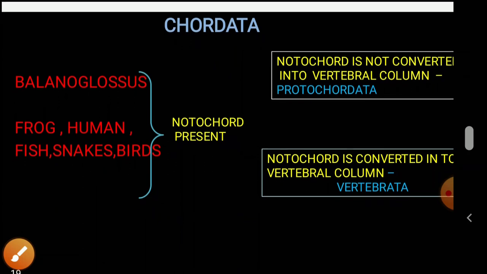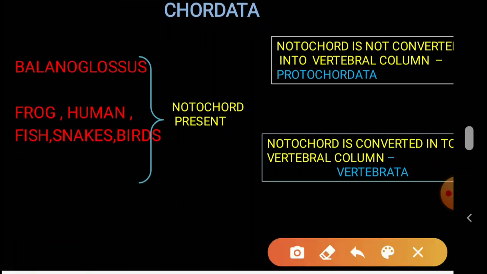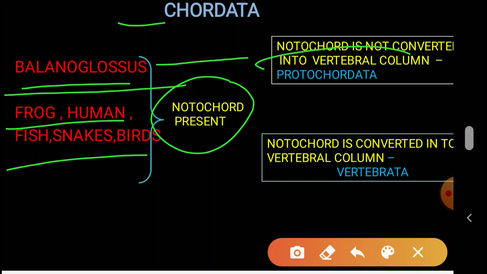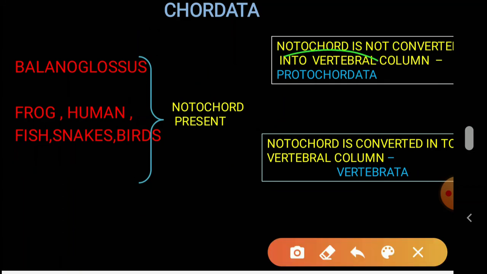I have taken some more slides so that it becomes clearer for understanding. Chordates, right? I am talking about chordates. Whenever we say chordate, it means notochord is present at any stage of life. Balanoglossus, frog, we have already taken, notochord is present, but again I have divided them into two categories. In balanoglossus, notochord is not converted into vertebral column. Notochord is present, but it is not converted into vertebral column and remains as notochord. That type of organism is called protochordata.